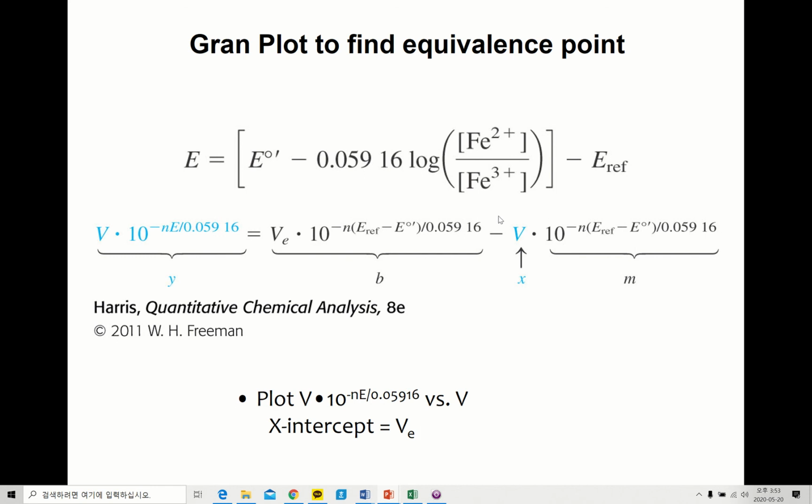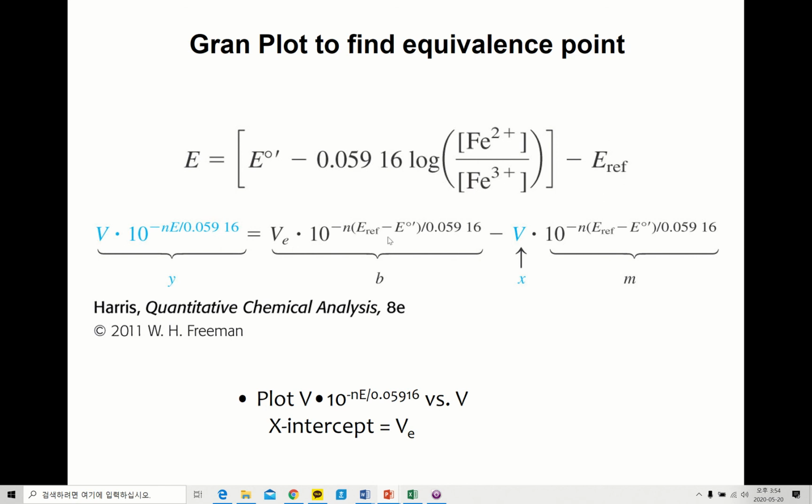This is the titration of ferrous ion with an oxidizing agent, and we use the reference electrode. So this part must be subtracted out, because the cell potential is the difference between the indicator electrode and the reference electrode potentials.